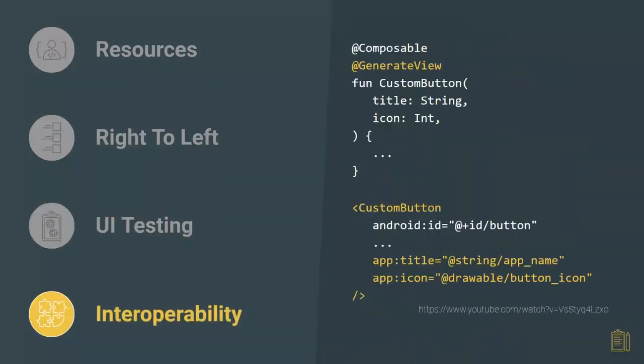And we will have interoperability. Right now it's not available, but in the future we will have a generate view annotation. And together with this generate view annotation, when we use this annotation during compilation, our composable function will be converted to a whole class for the view framework, and a view will be generated, which can be used in an XML file and of course in code. Information about it I found in one of the Google I/O talks, and it will be provided in the future.